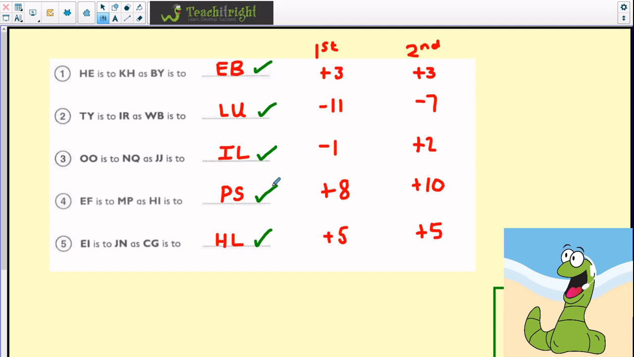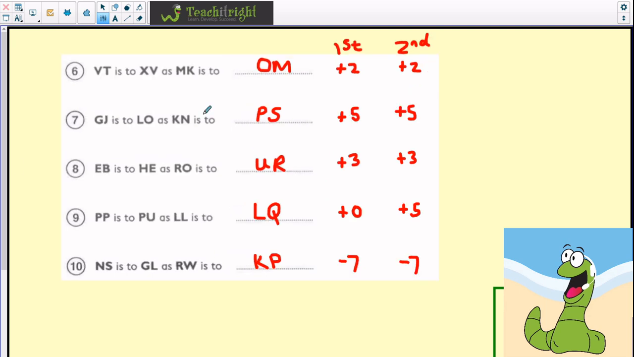But if you get any wrong, what we'd ask you to do, please, is look at the first letter and the second letter and see where those jumps might have gone incorrectly. It doesn't always mean just because, for example, on number 1 it says +3 for the first, it's +3 for the second. But then if you look at number 2, it's actually -11 for the first and then -7. So just because you've worked out the first letter doesn't always mean it will be the same for the second. There are some where they are the same, of course, but there are some that are also different. Let's go and have a look at the next 5.